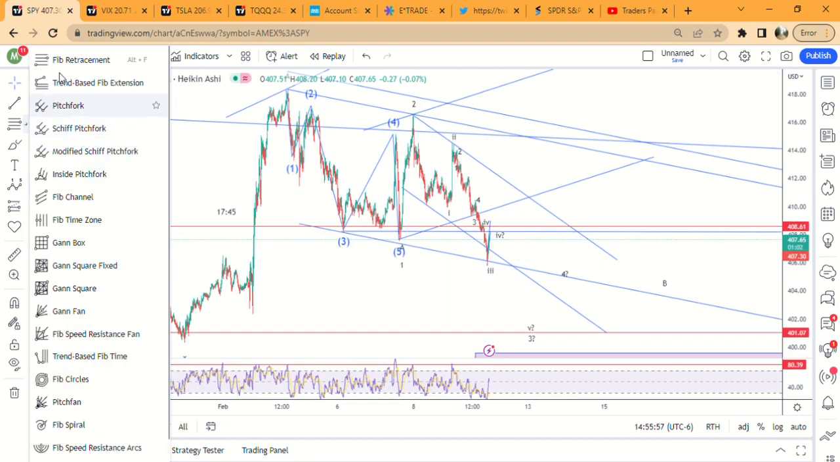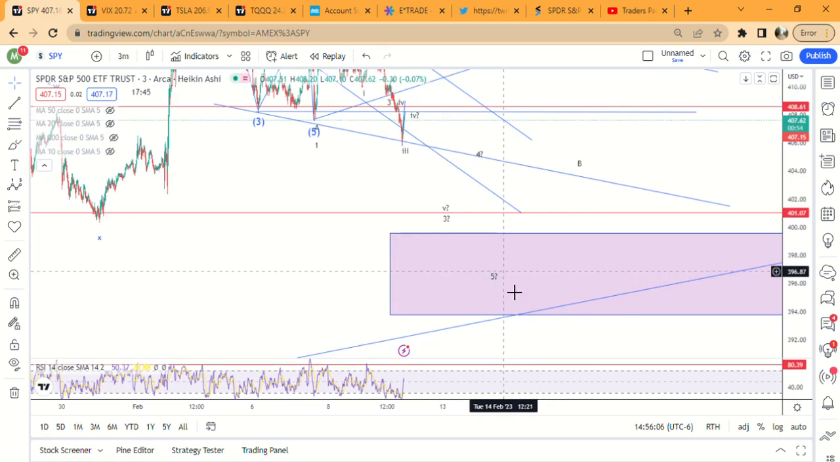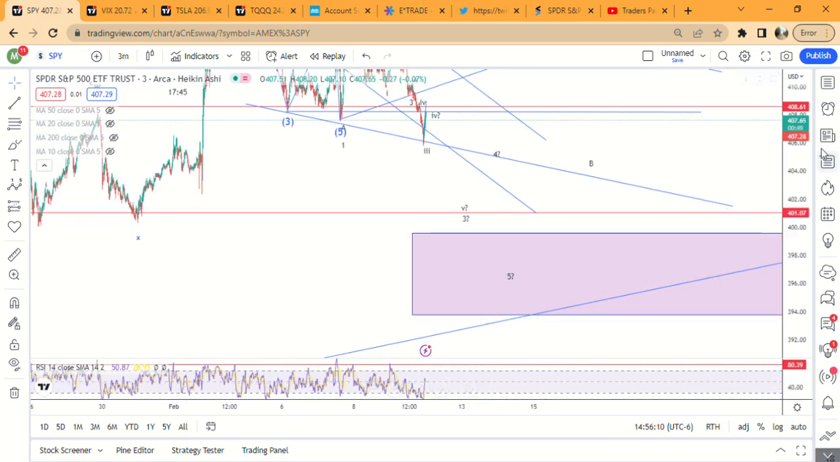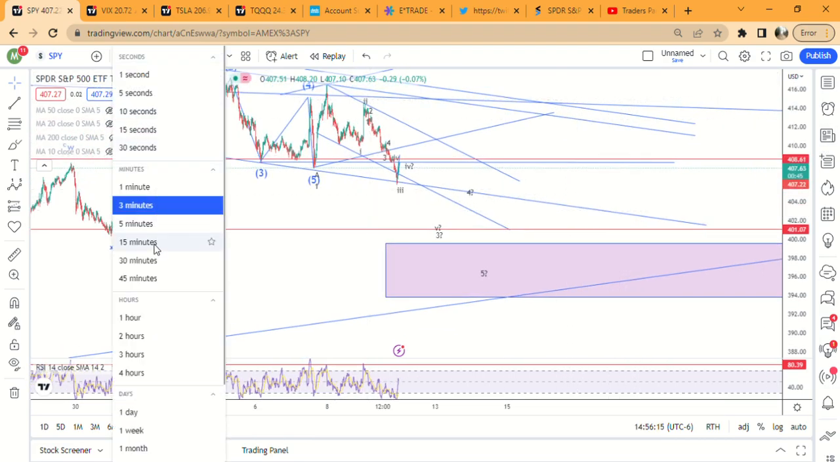And then we'd be looking for a 4th wave pullback to like 405 into this resistance. And then one more move down here to this demand zone around 395, 396. So that would be the most bearish scenario I see.